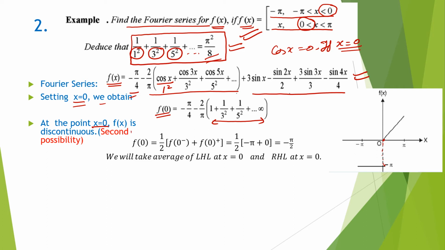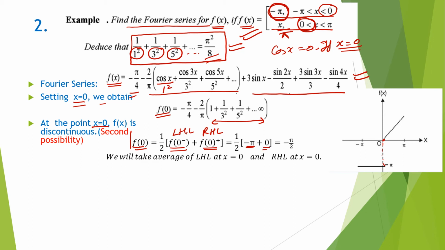So we find the rule that f of x 0 is equal to 1 by 2 of the left hand limit and right hand limit of the function. For the left hand limit, we substitute the value of x just to the left of 0. So when we put x less than 0, we get the value of the function as minus pi, and when x is greater than 0 the function is x. So when we substitute x as 0, over here we get 0.